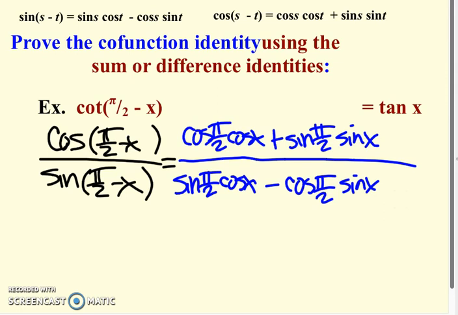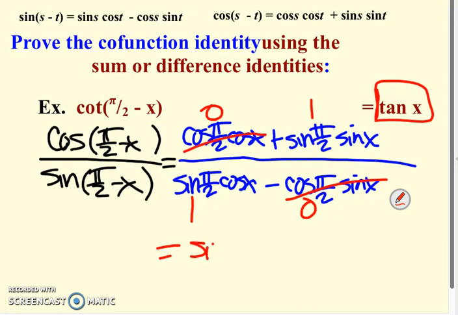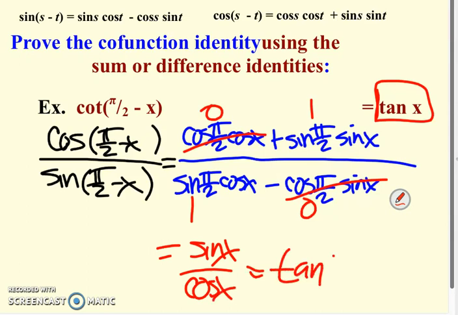So I've got the cosine expanded, the sine expanded. Now go to your unit circle and replace all the pi over 2 values and see what happens. So cosine of pi over 2 being a 0, sine of pi over 2 being a 1. Remember, what we're trying to get out of this is tangent of x. Well, the places that are 0 in the formula are going to be gone. What that leaves you with is sine of x over cosine of x. There's your tangent.